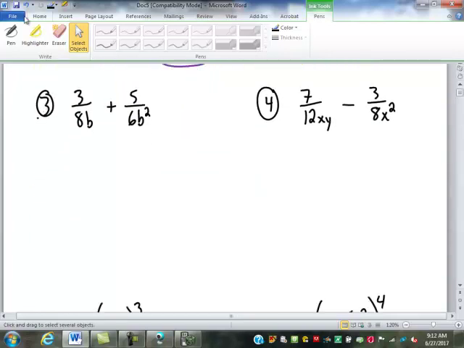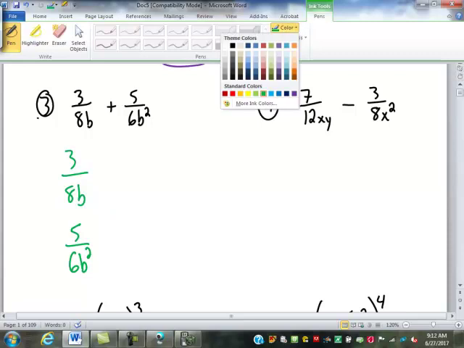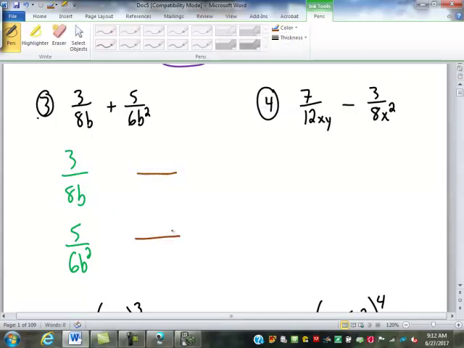Okay, so now 3 and 4 here. I have 3 over 8b plus 5 over 6b squared. I need to find that least common denominator, least common multiple. Well, I'm going to start out with the numbers. For 8 and 6, what is the least common denominator? 24 is correct. Now, if you haven't noticed yet, there is a pattern for the variables. For b and b squared, it always ends up being the higher power. So the larger power is b squared.